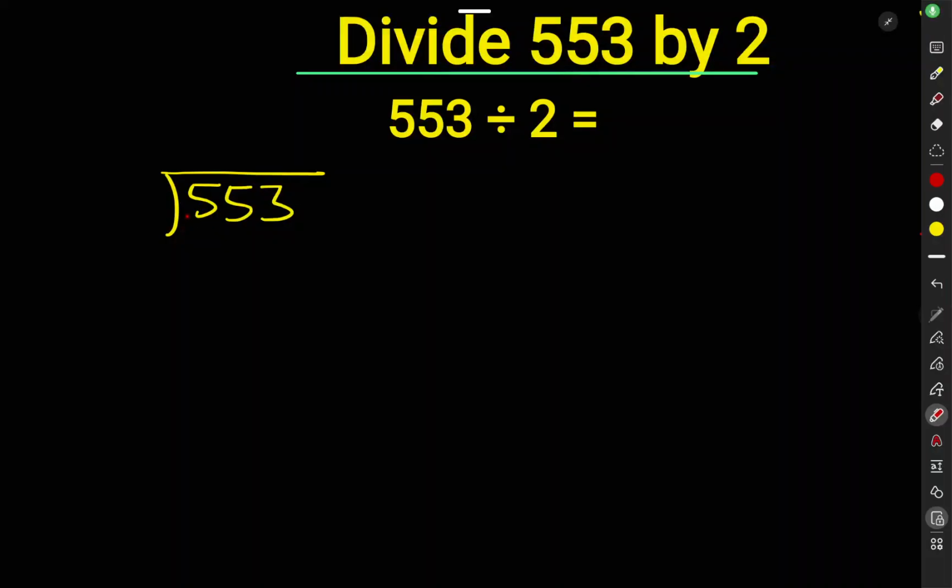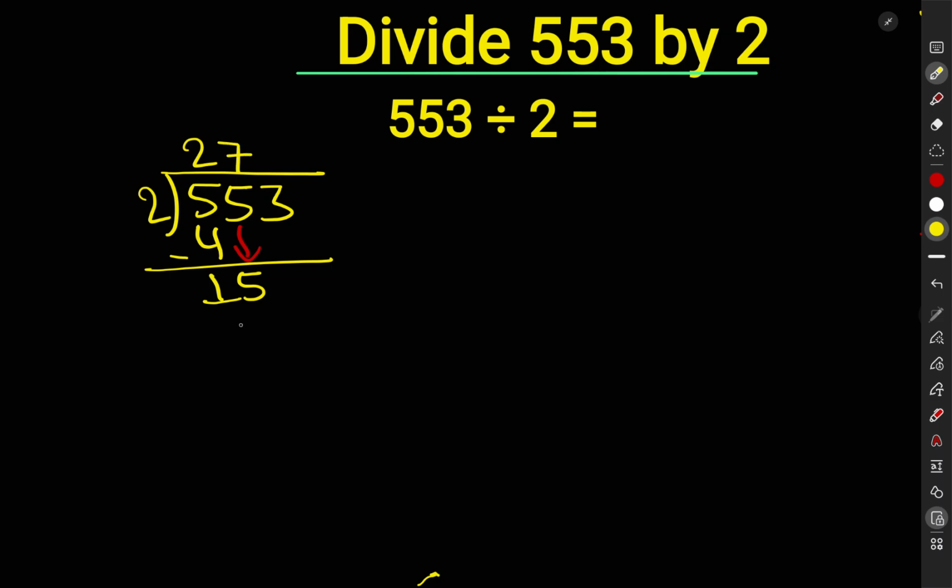We divide 553 by 2 in a long division method. 2 times 2 is 4. On subtracting, we get 1. So now we put down this 5 and it is 15.